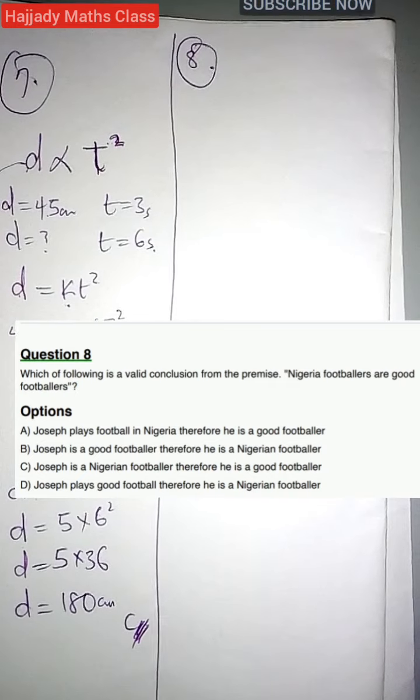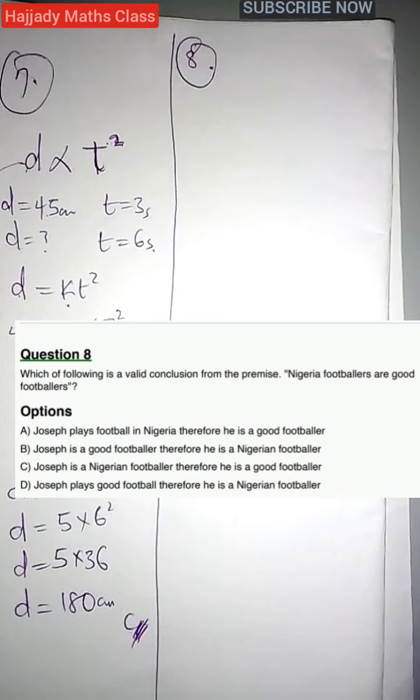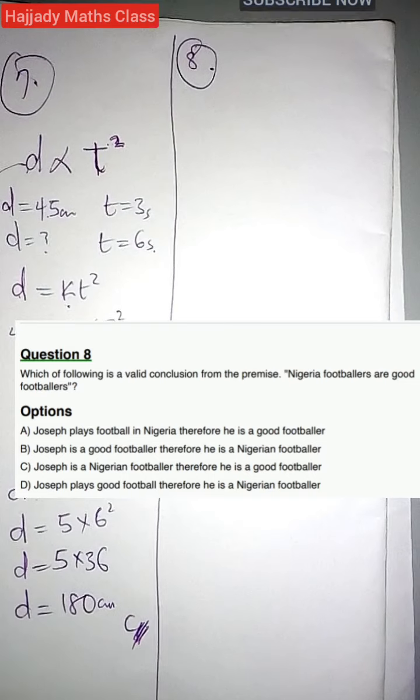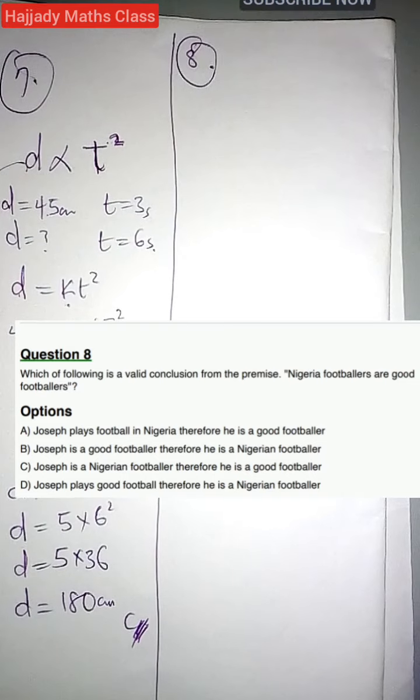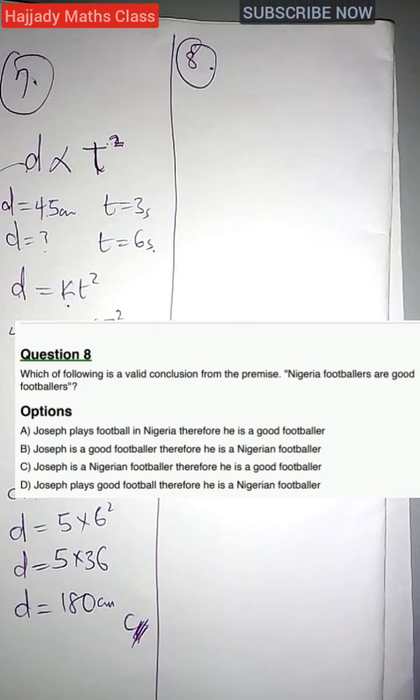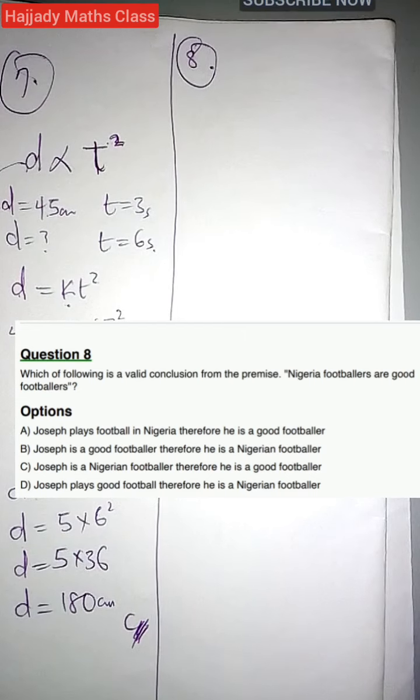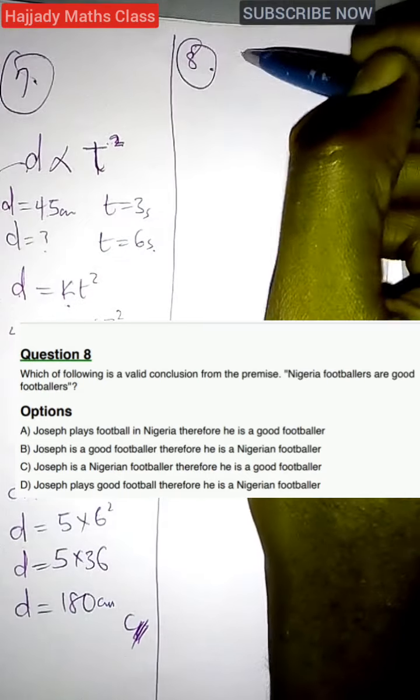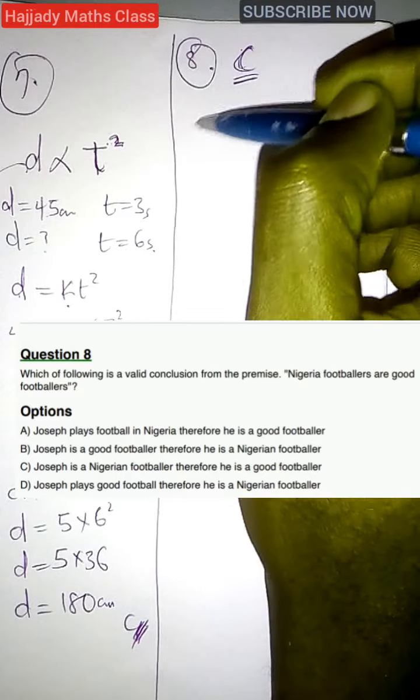Option B: Joseph is a good footballer, therefore he is a Nigerian footballer. The premise does not limit good footballers to Nigeria only, so that can't be the right answer. Option C says Joseph is a Nigerian footballer, therefore he is a good footballer. Yes, Joseph is a Nigerian footballer, and we all know that Nigerian footballers are good footballers, therefore he is a good footballer. That means it is option C. So number 8 is option C.